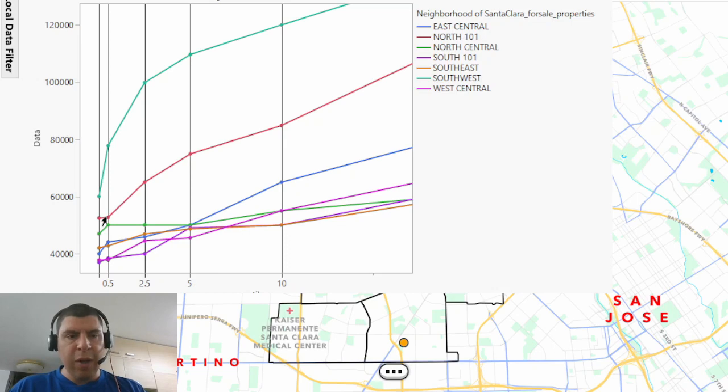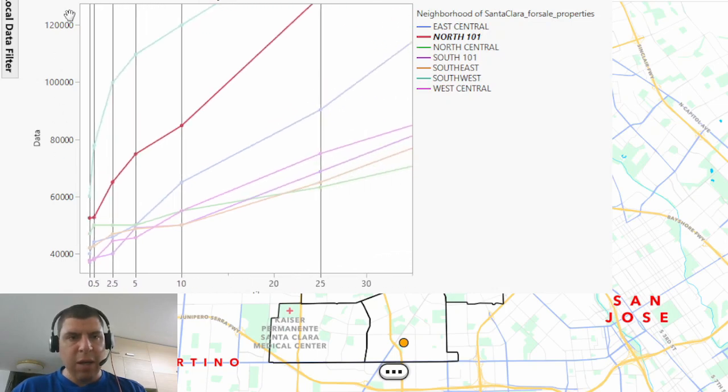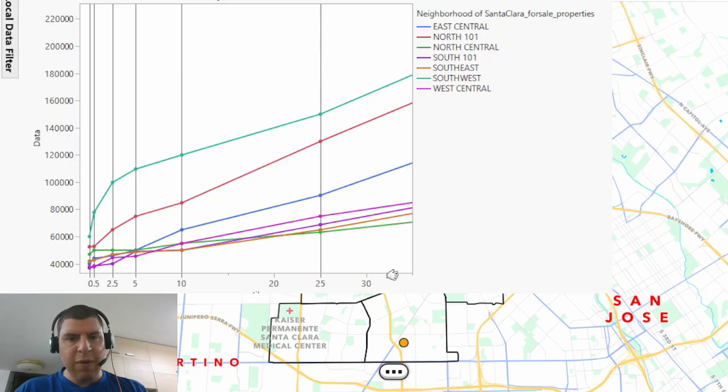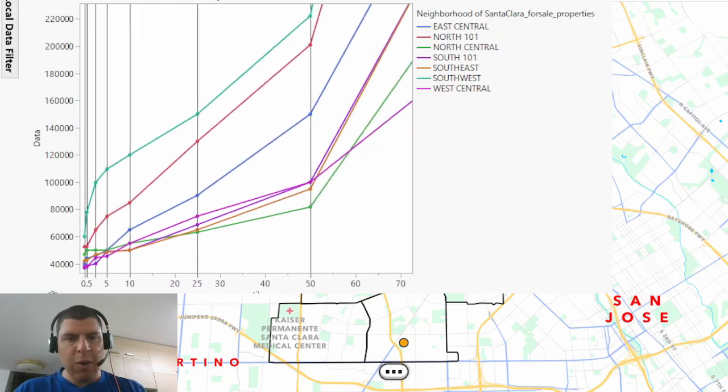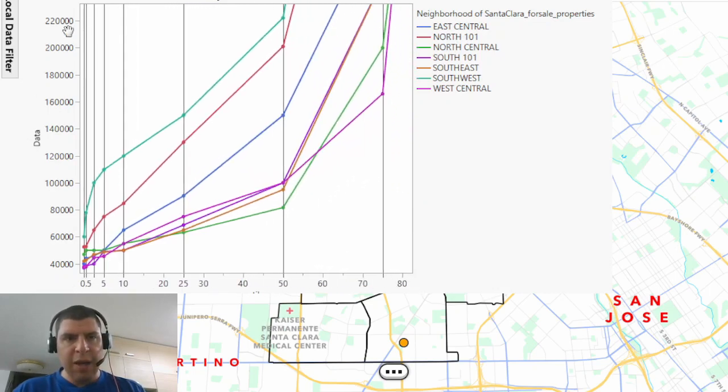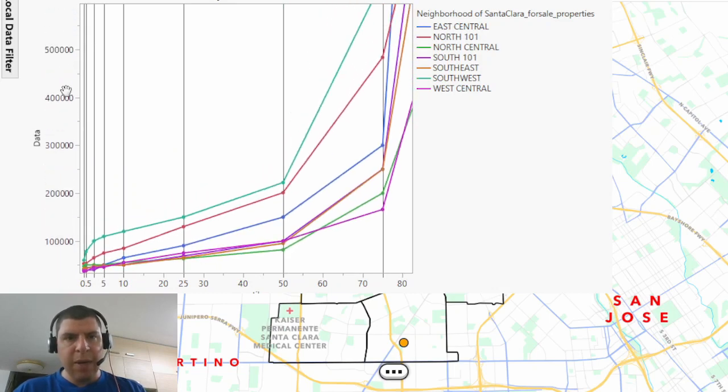For example, if we look at this neighborhood here, which is North 101, we can see that the floor here is about 52,000 UPIX, and we can see here that 5% of all the properties are listed at 74,000 UPIX or less. Here, when we get to 10%, we see that rise to 84,000 UPIX. And if we bring this in, we can also see how all of this data rises up as we go up to 50, 70, and even more. We can see how the prices begin to jump.